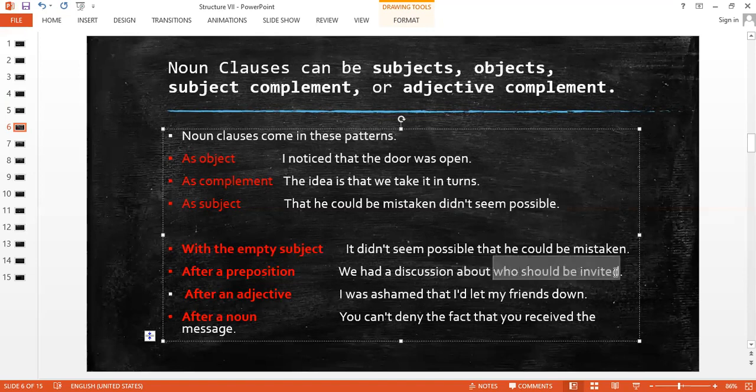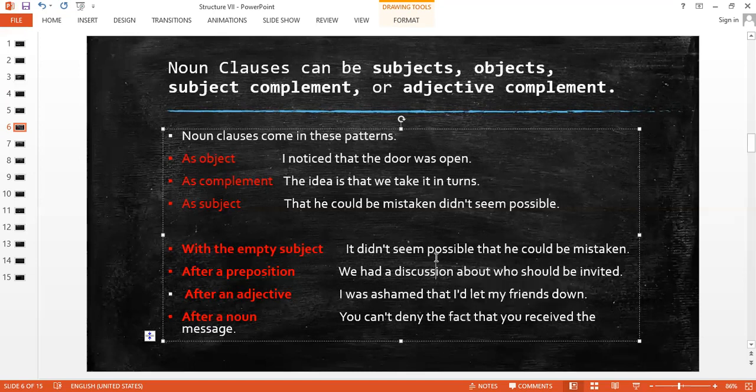Who would be invited? We had a discussion about who should be invited. And after an adjective: I was ashamed that I let my friends down. Ashamed here is an adjective. It is followed by "I let my friends down." As after a noun: you can deny that you received the message. "That you received the message" is a noun clause. The fact here is the noun.